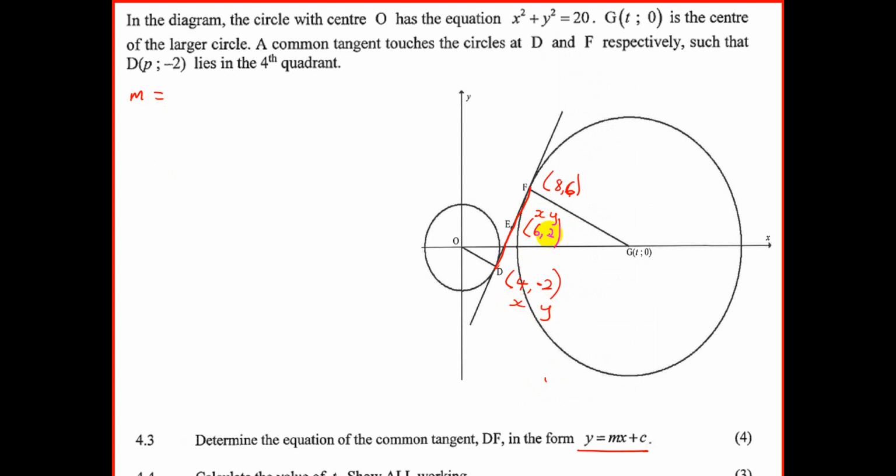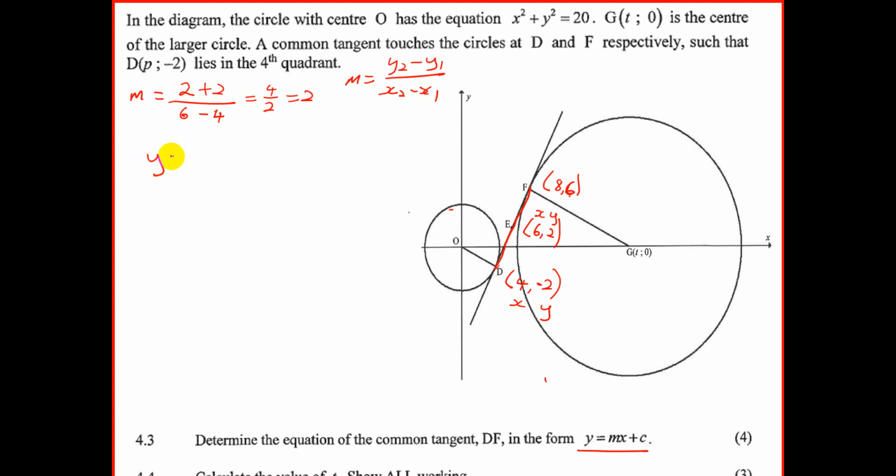And if we use the E value for Y, it is 2 minus minus 2, which is a plus 2, over the X value for E, which is 6, minus the X value for D, which is 4. And if we do that, we will get 4 over 2, which is equal to 2. So just to remind you, I'm using the simple gradient formula: y2 minus y1 over x2 minus x1. So we got the gradient to be 2.